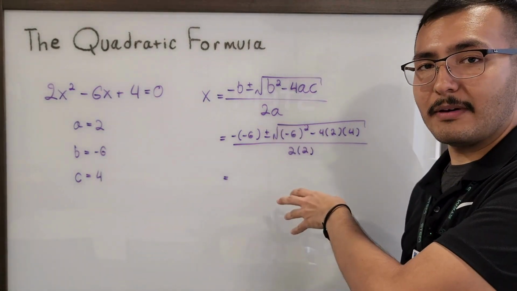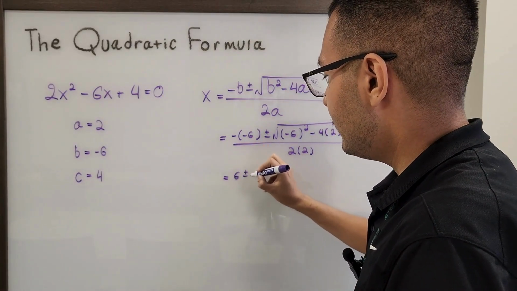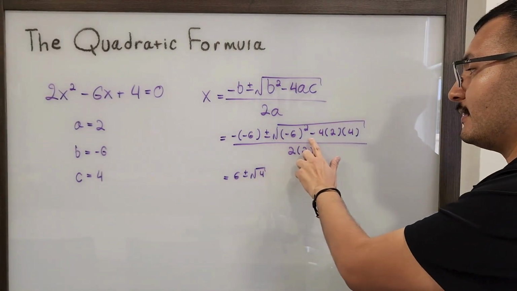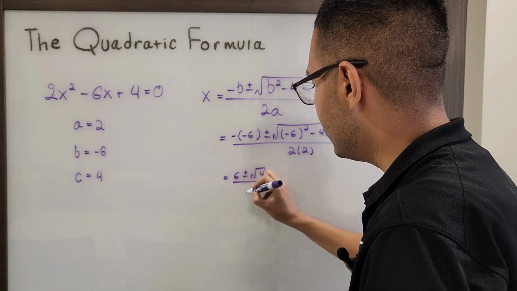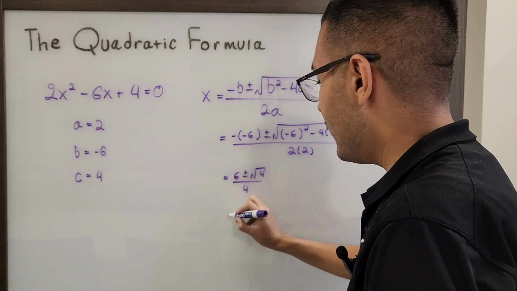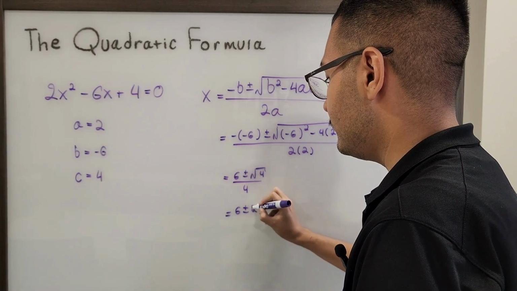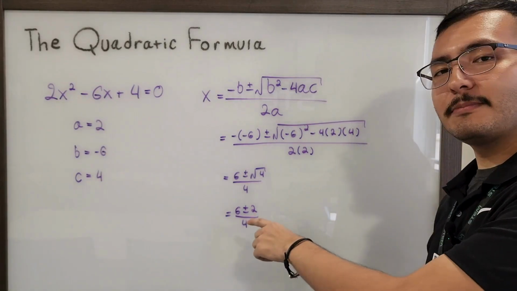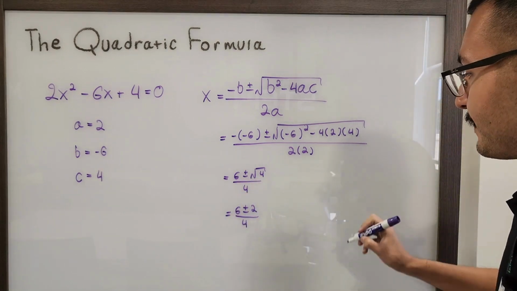So now you're just going to simplify. So that becomes positive 6 plus or minus the square root of 4. All of that right there inside the square root turns out to be 4. And then 2 times 2 is 4. Now, we know that the square root of 4 is 2. So it becomes 6 plus or minus 2 over 4. Now I'm going to break that up even further.